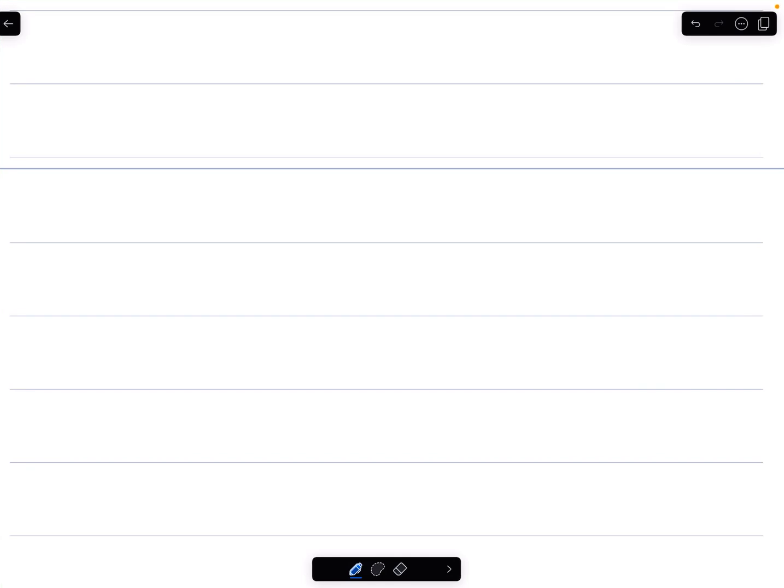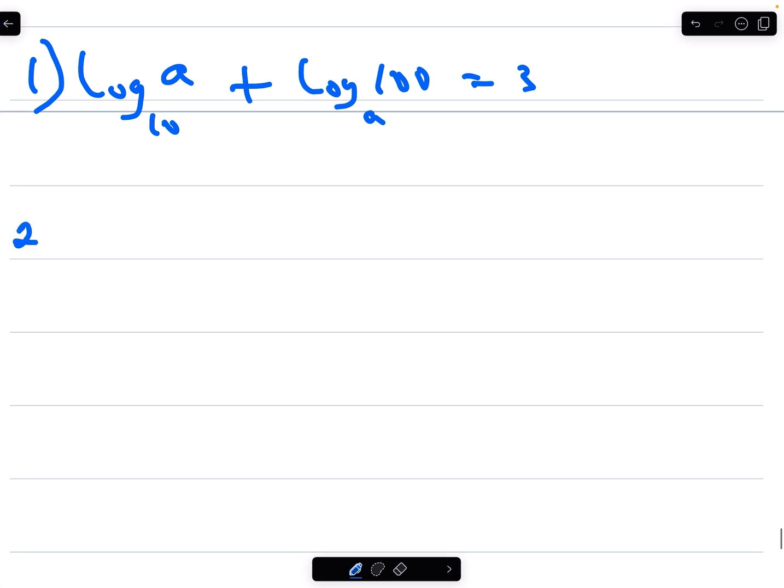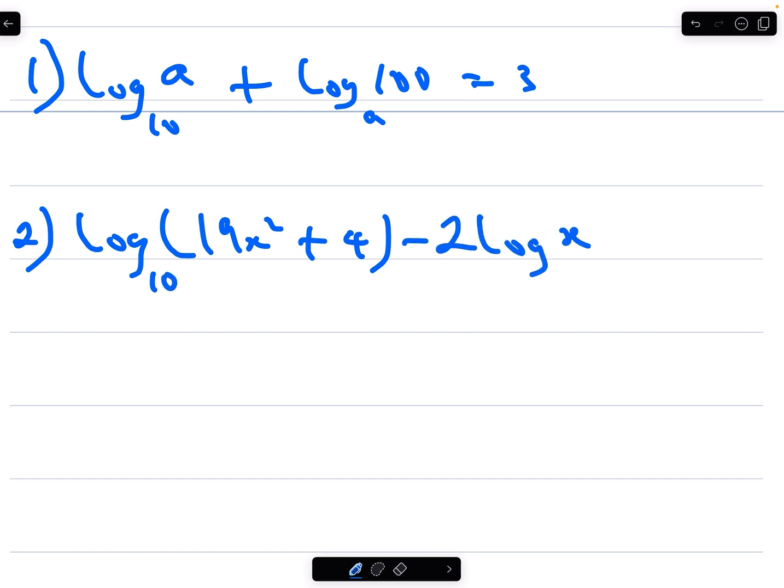Now let's solve more questions on logarithmic equations. Let's take just a few. Solve log a base 10 plus log 100 base a equals 3. Now let's take another one. We're taking just two. This one says log of 19x squared plus 4 base 10 minus 2 log x base 10 minus 2 equals 0.